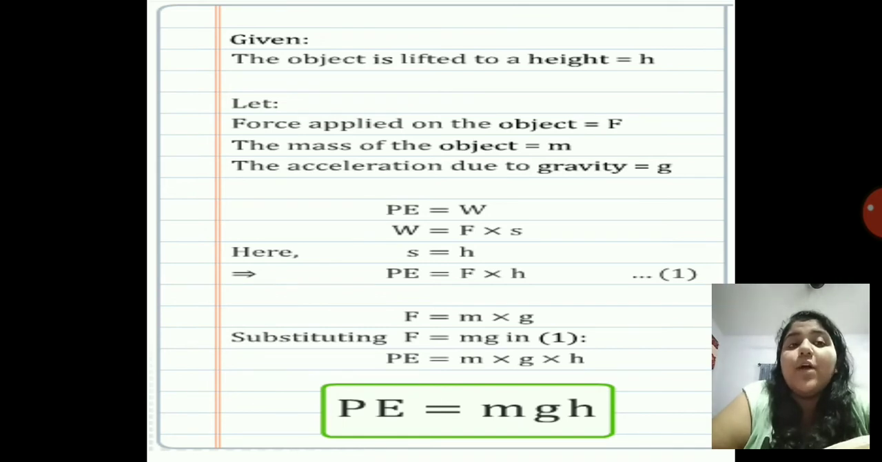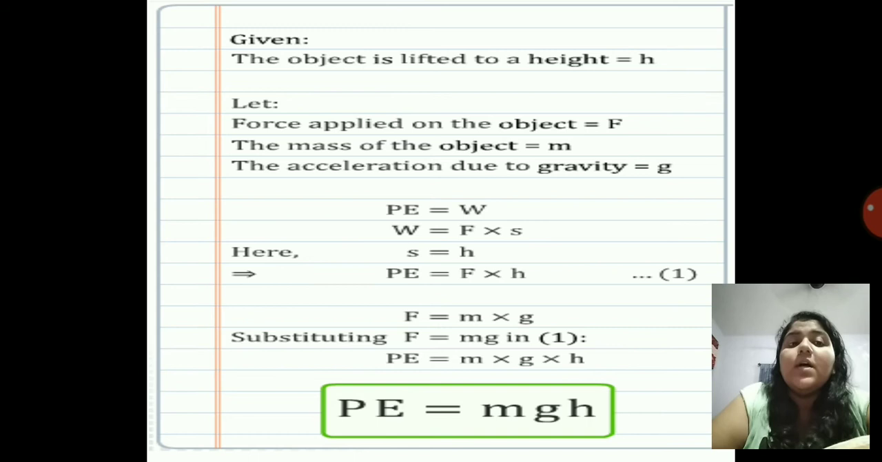Work done is equal to F into S, force into displacement. But now here we don't have to apply the third equation of motion. Here the displacement is done in the vertical manner, correct? The cat has gone upwards to a certain height, so displacement S is equal to H, the height given, and therefore the potential energy is equal to F into H. But now force is equal to M into G, correct?